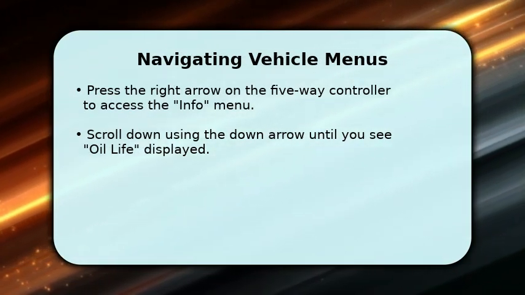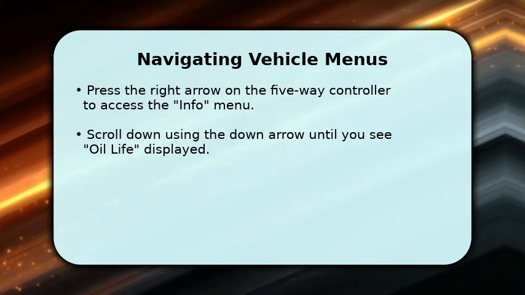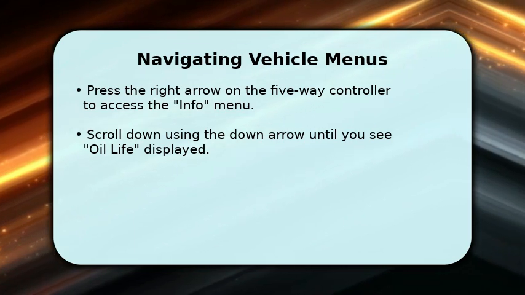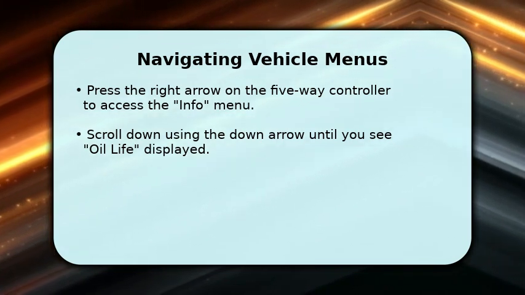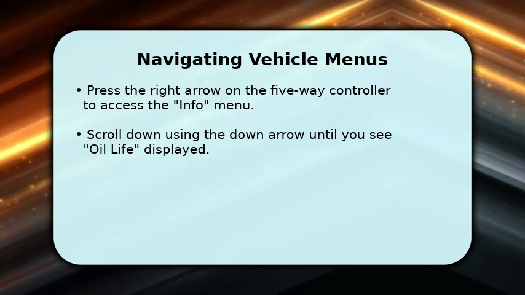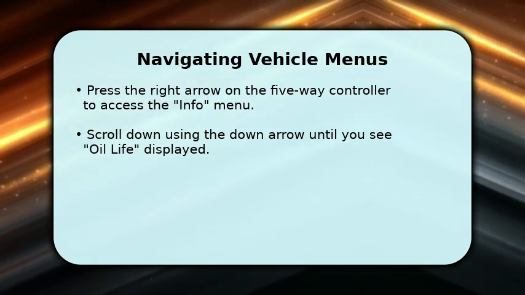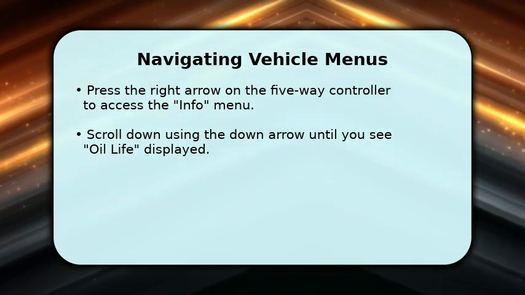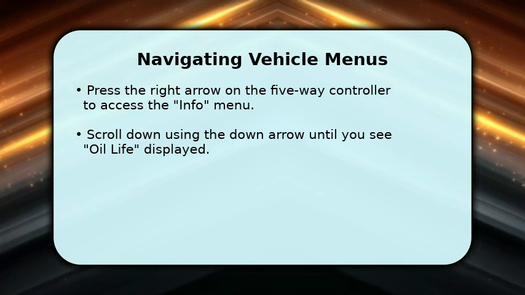Use the right arrow on your steering wheel's 5-way controller to cycle through the main menu options until you reach the info section. Once there, gently press the down arrow to scroll through the available information. Continue scrolling until you clearly see the oil life percentage displayed on your dashboard screen.